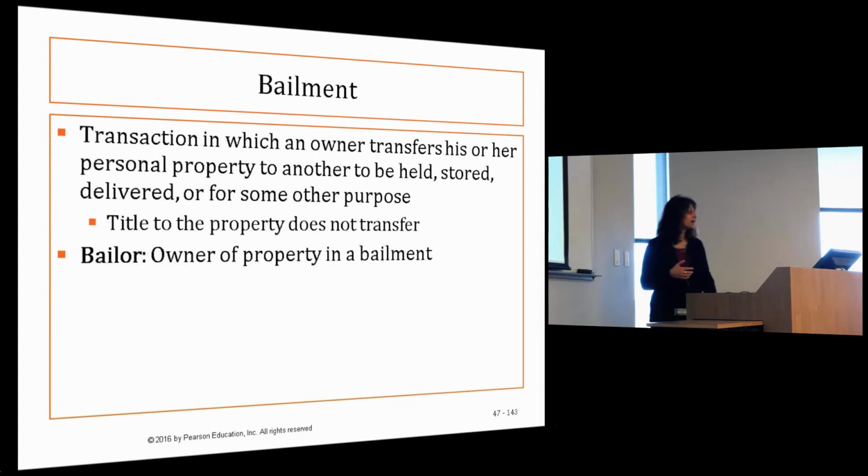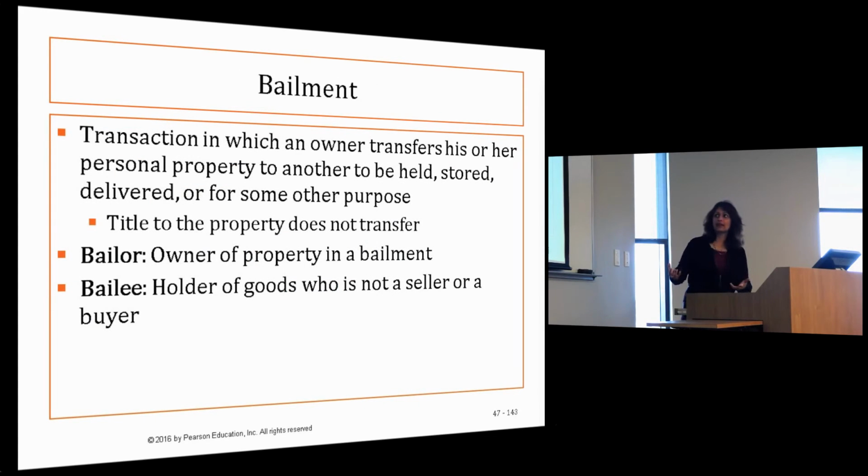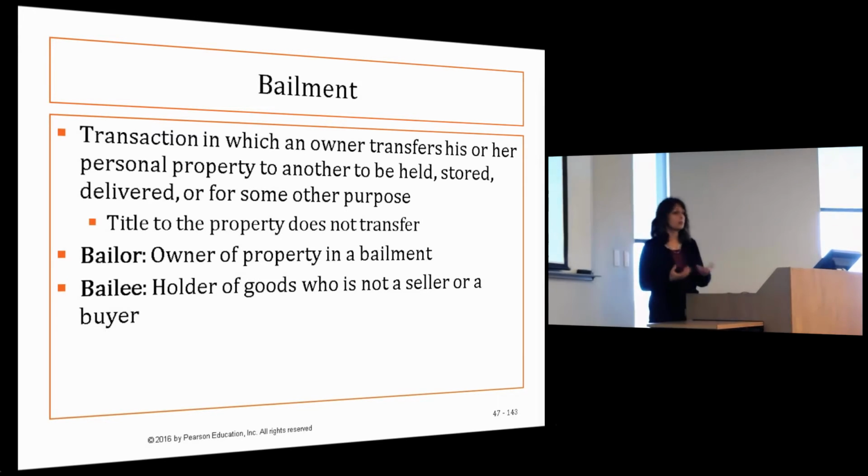And what is a bailment? Well, the first thing is that it's a contract. It's an agreement. Just because we're done talking about contract law doesn't mean that contract law doesn't seep into just about all the various aspects of things that we talk about. So, what exactly is a bailment? A bailment is a transaction in which an owner of personal property transfers his or her personal property to someone else to be held, stored, delivered, or for some other purpose.